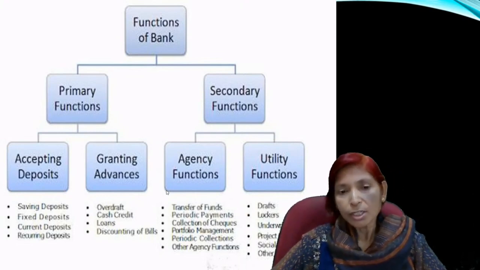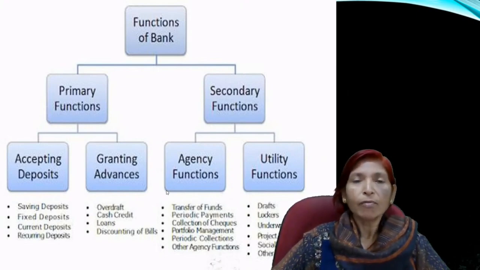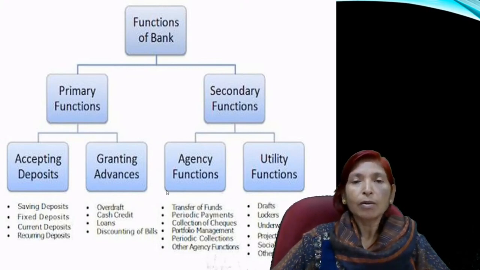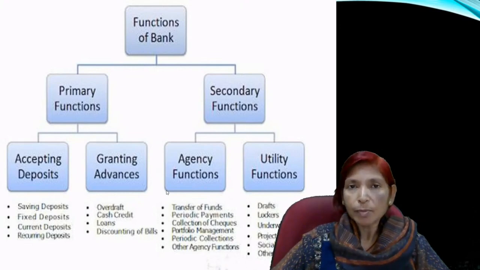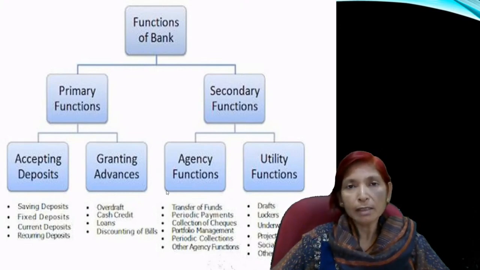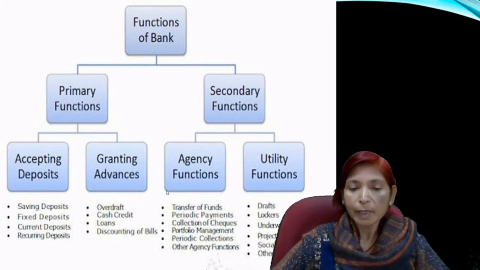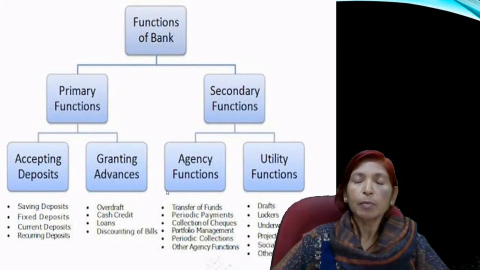Next is agency function. In this, the bank works as an agent. Banks play an important role as middlemen or intermediaries. The bank can transfer your funds from one organization to another. The bank can make payments on your behalf, and payments may be periodic, and the bank can collect checks and do portfolio management. Portfolio means shares, paper title documents, investments. The bank can manage portfolios, investments, periodic collections, and other agency functions.